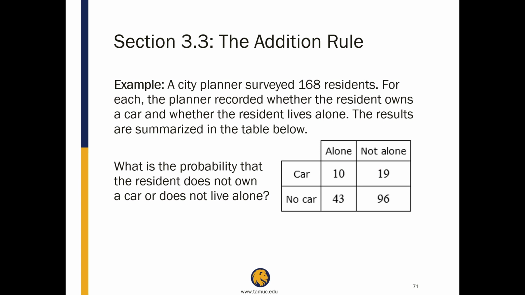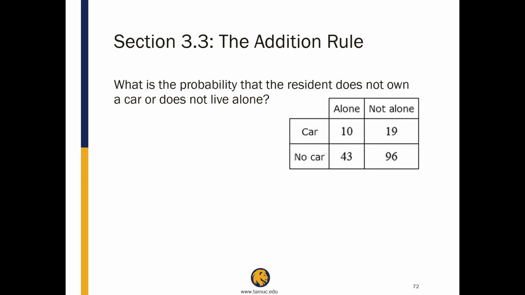In this example, it says a city planner surveyed 168 residents. For each, the planner recorded whether the resident owns a car and whether the resident lives alone. The results are summarized in the table below. What is the probability that the resident does not own a car or does not live alone? So we've got these groups broken down in 2 different ways: car, no car, alone, not alone. We've got to make sure to keep in mind where they overlap when we do the probabilities in this case.